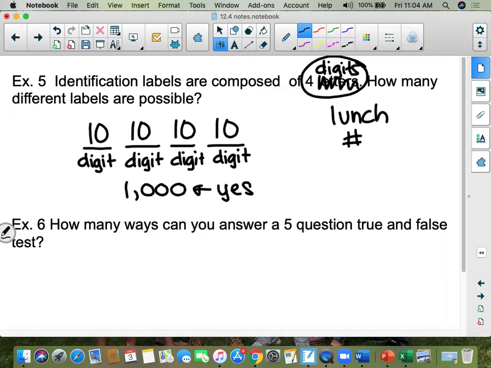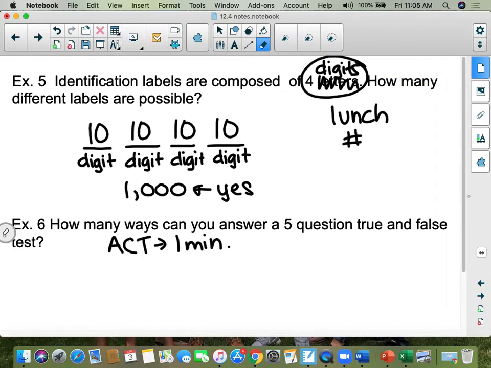Okay, how many ways can you answer a 5-question true and false test? Last problem. This is what some students are going to put on the ACT. They're going to read it really fast. You have 1 minute or less to do this problem, and you're going to say, how many ways can I answer a 5-question true and false test? You're going to make 2 spaces because it's a true and false test, and you're going to put a 5 there and a 5 there, but that doesn't even make sense. What you have to do is think about this.